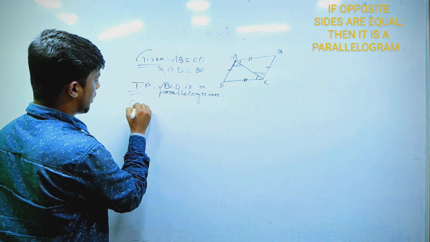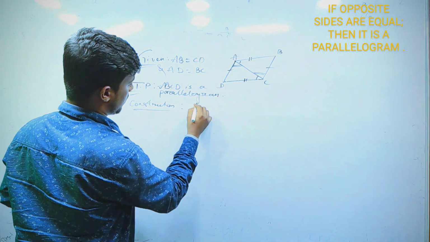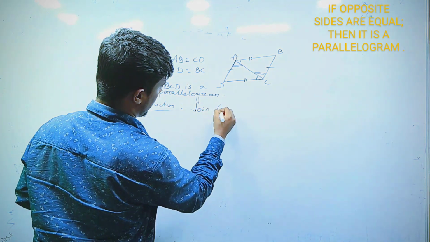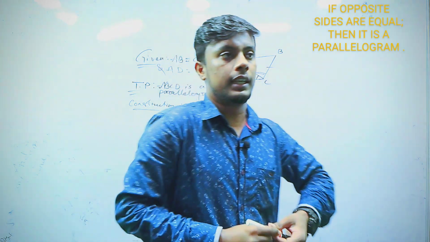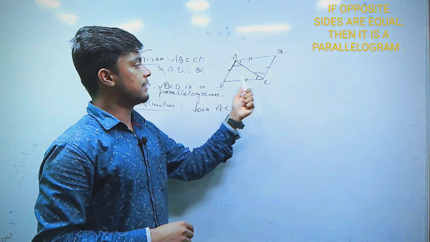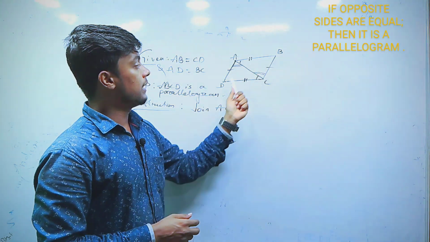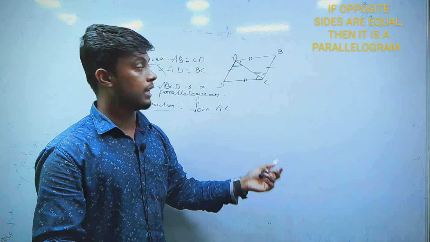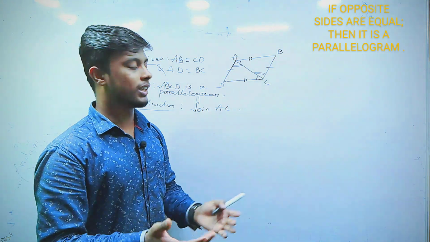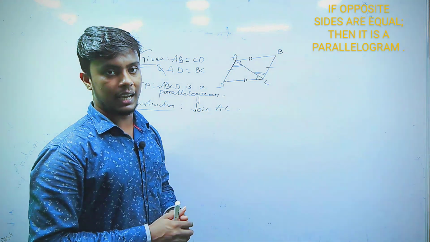Okay, so in construction what do we write? Join AC. Okay, AC has to be joined. Now in triangle ADC and triangle ABC, AB and CD are equal, given; AD and BC are equal, given; AC is common. So we can write that triangle ADC is congruent to triangle ABC.